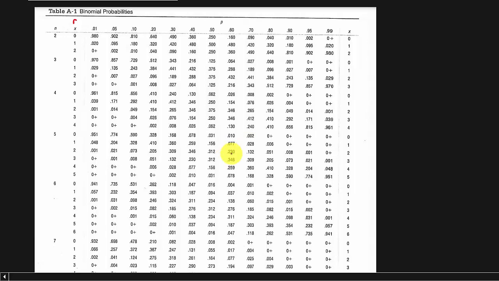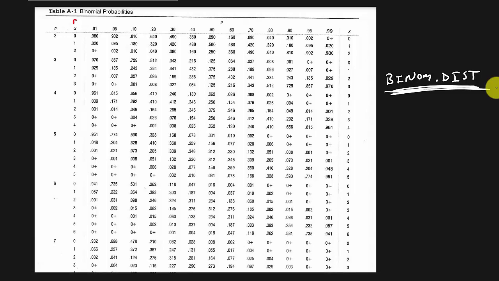Your other option is to use an Excel spreadsheet. Use Excel, Google Sheets, use a spreadsheet. I'm not showing you how to do that in this video, but I do have a video where I do that. Just type in binom.dist. Search that on my YouTube channel, and I show you how to do this in Excel, how to find these probabilities. Check that video out.